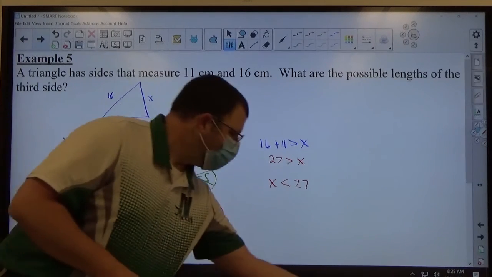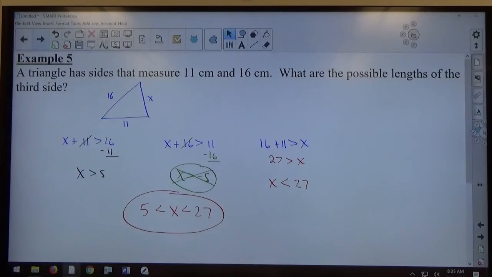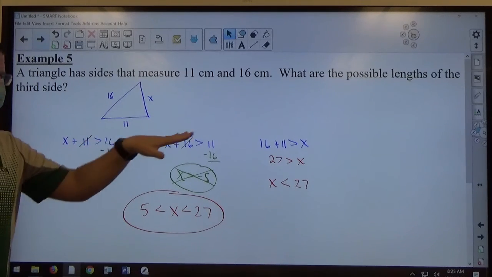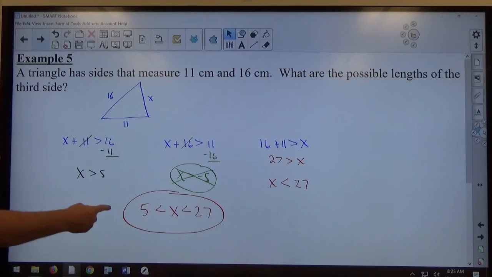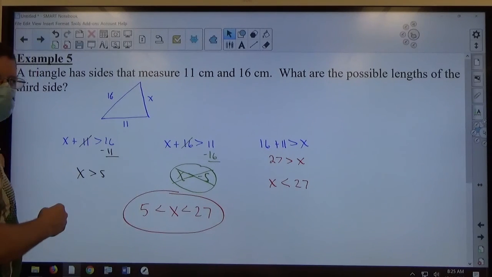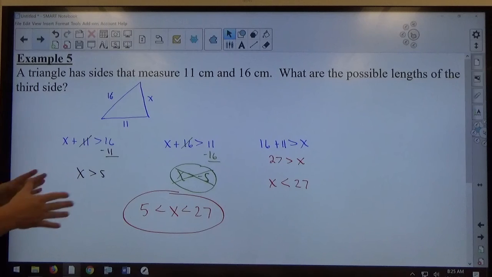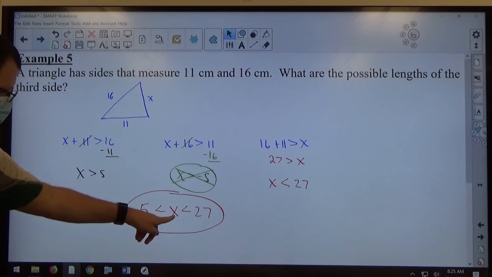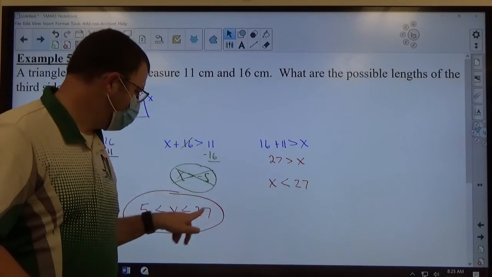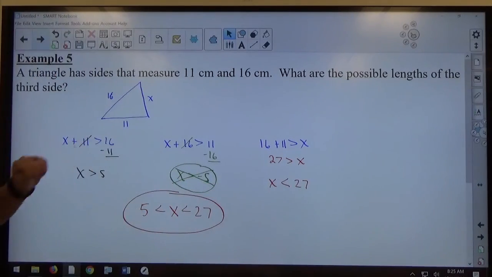All right? So that's the technique for that, and that's what I expect to see on your paper. Write all three inequalities, solve all three inequalities, give me a good compound inequality answer. Smallest number less than x, less than the biggest number is what it ends up being when you write that final answer. But again, x is bigger than 5, x is less than 27. It's the same for both things.